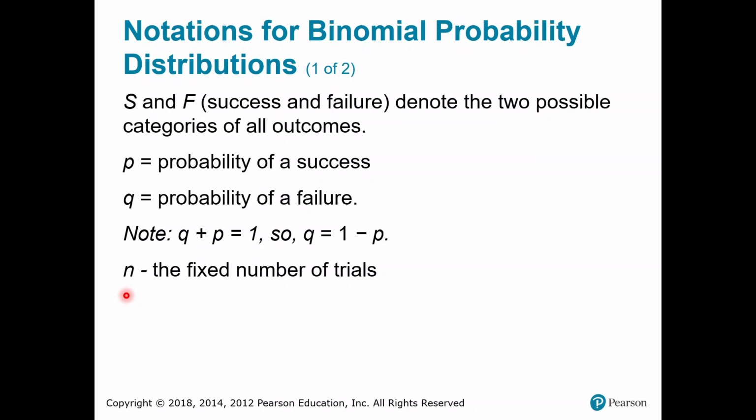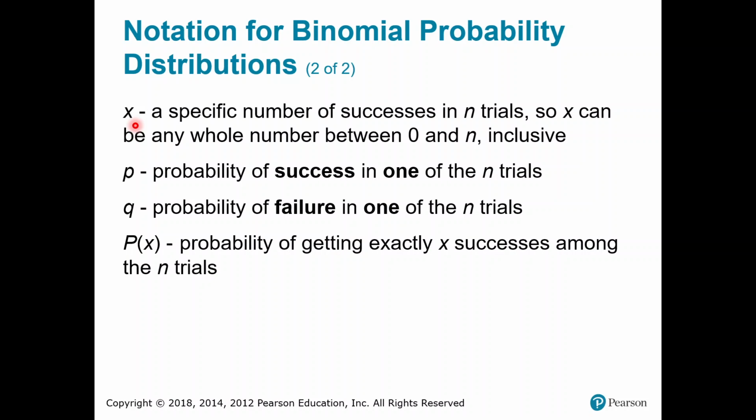Now, N represents the fixed number of trials. X represents the number of successes in N trials. Now, this P of X represents the probability of getting exactly X successes among the N trials.